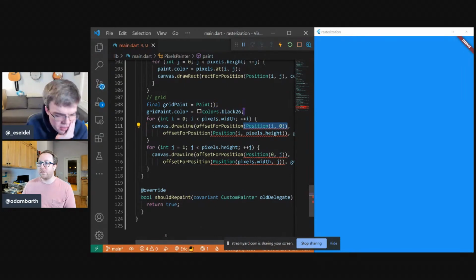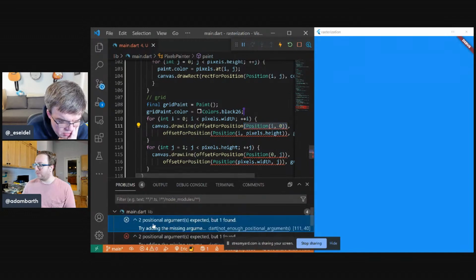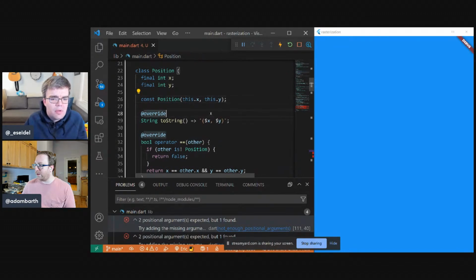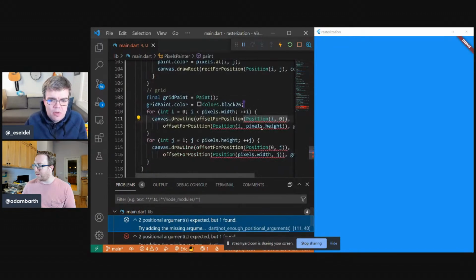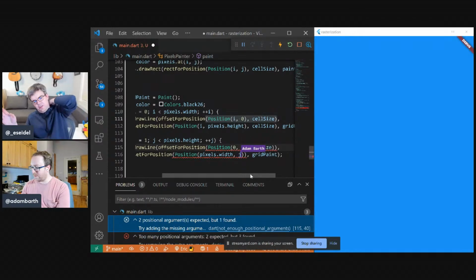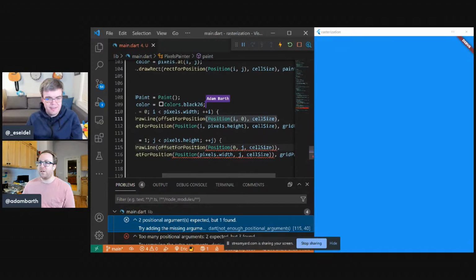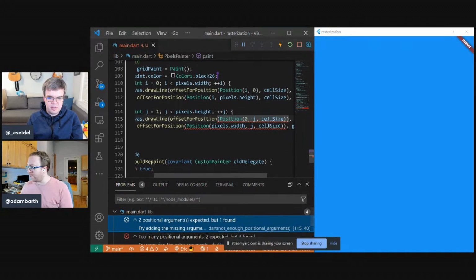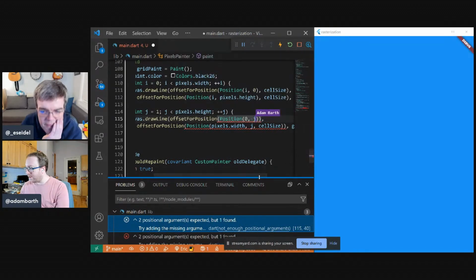Okay, it's sad at us. I haven't figured out why yet. Two positional arguments expected for position. Draw a line takes two offsets and a paint. Oh, we need to pass in the cell size. For offset for position, yep. Anyways, this is not the episode. This is just the harness we tried to finish in 10 minutes before the episode. Oh, we have a comma in the wrong spot.